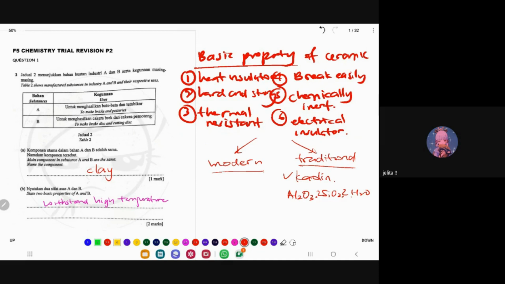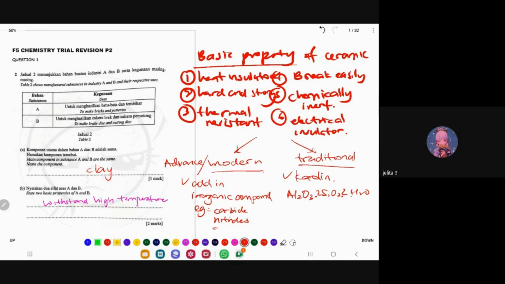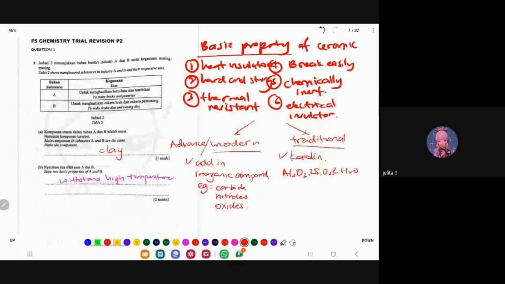Now, what do you mean by advanced or modern ceramic? This one normally they will add in inorganic stuff, some minerals, carbides, nitrides, oxides. So this one is pottery, bricks.